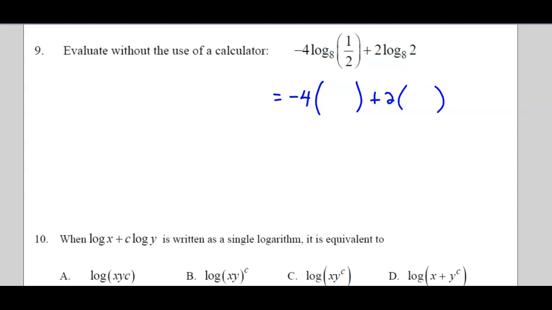So this is log of 1/2 base 8. This is log of 2 base 8. 2 is smaller than 8. So to get it to be smaller, it's got to be a root of some kind. What root of 8 gives you 2? Cube root, yeah. Okay. So cube root is the same exponent of 1/3. This is a fraction, so this is going to be a negative 1/3. This will be positive 1/3.